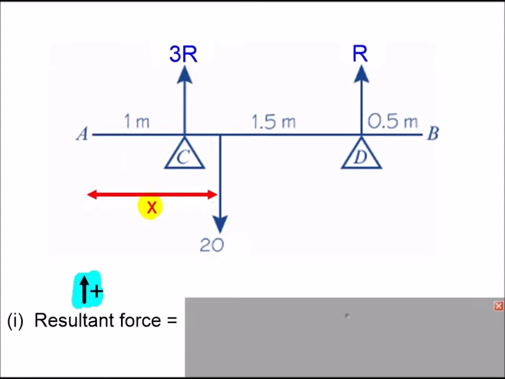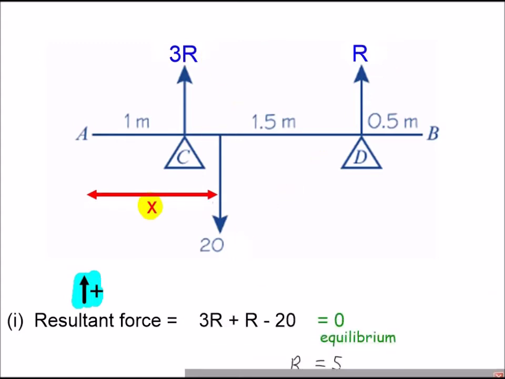Resolving forces vertically, taking the upwards direction as positive. So 3R plus R minus 20 equals 0 because of equilibrium. So R is equal to 5 newtons.